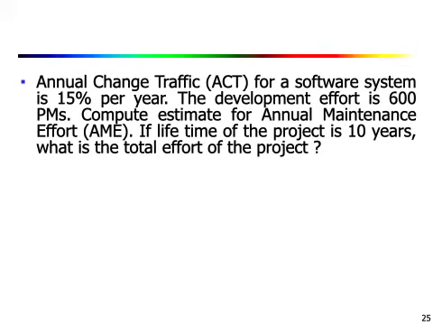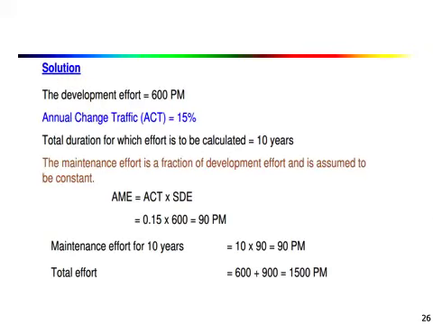So you have ACT, the value is 15%. So the annual maintenance effort will be 15% of the development effort. That is 15 by 100 into 600, that is 90 person months. That is the annual maintenance effort, or the maintenance effort in 1 year. So you find the AME as 90 PM.